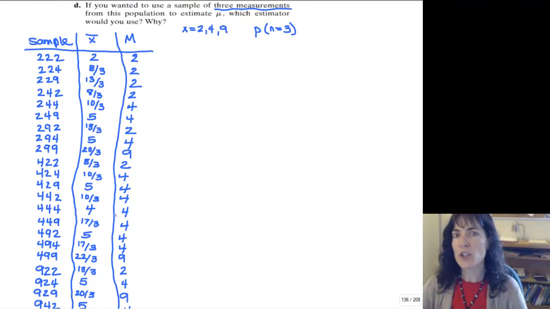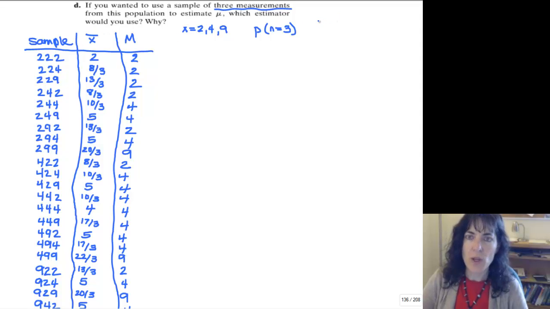Now, I did two things at once, which was I knew I was going to need the means and the medians, so I did them all in the table at the same time, but really what I wanted for the first part, for part B, was just the x bars. So what I want to do now is look at the probability of each one of these x bars.